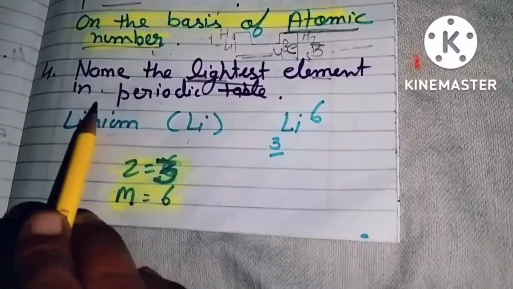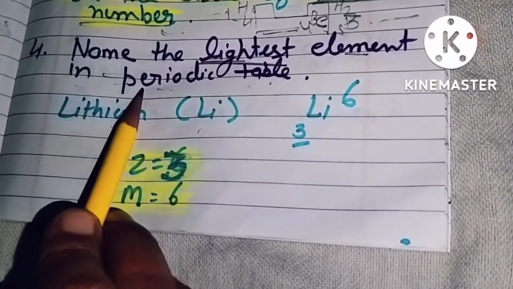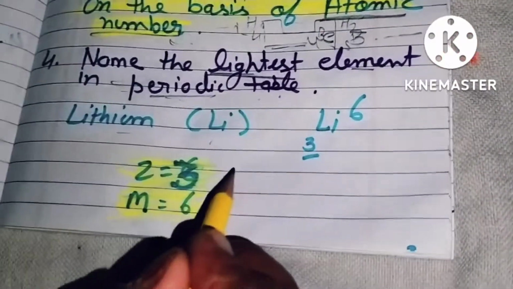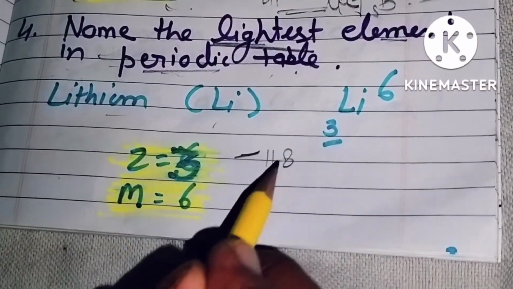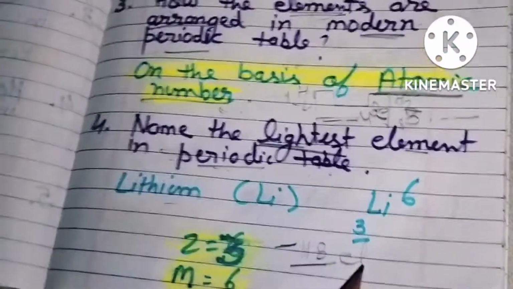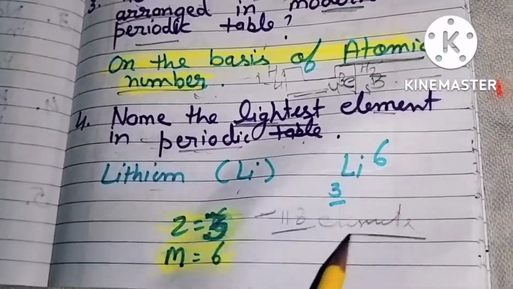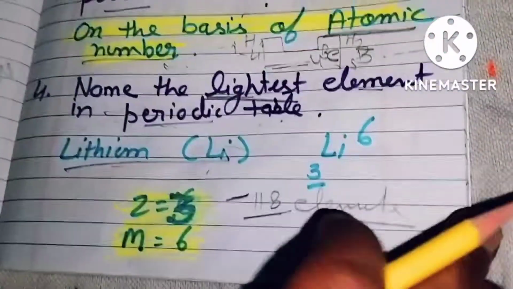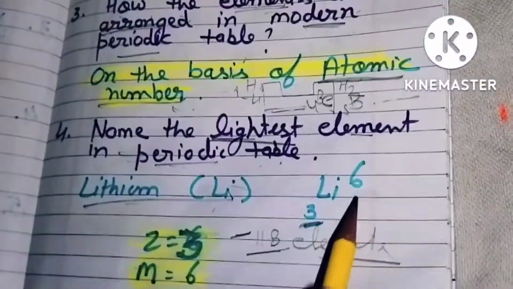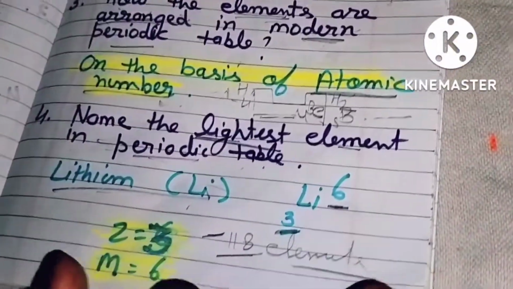Next, name the lightest element in the periodic table. Among all 118 elements, the lightest metal is lithium. Its atomic number is 3 and atomic mass is 6.